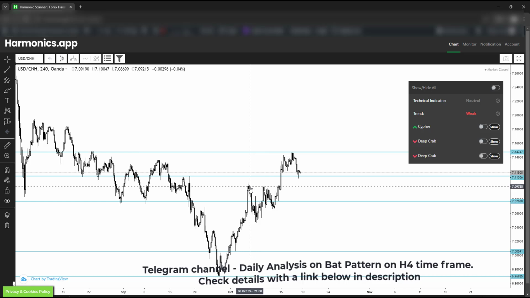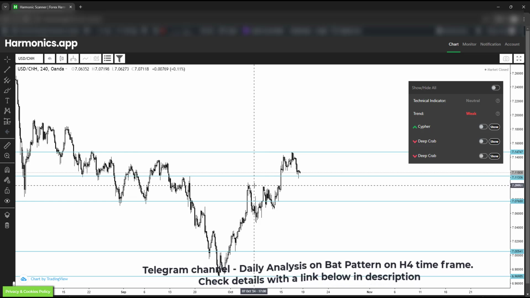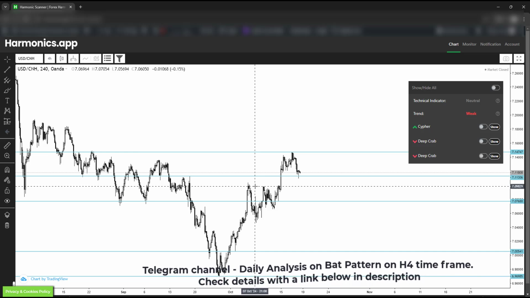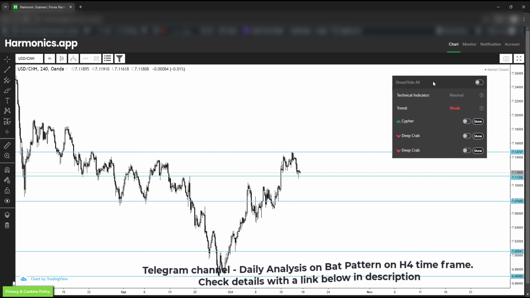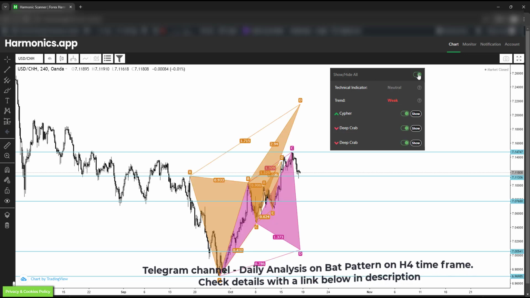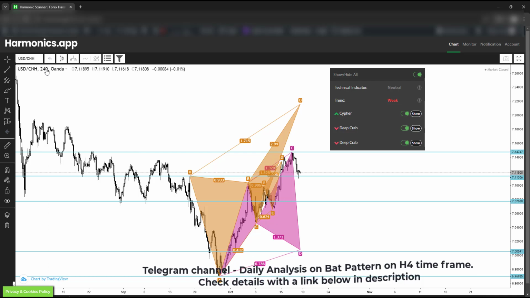Now, not every pattern can be profitable and successful, so you also need to make your technical analysis or any other analysis to improve your trading conditions. Now, what you can see here is a small floating window which consists of all patterns that have been formed on this symbol, on this time frame.